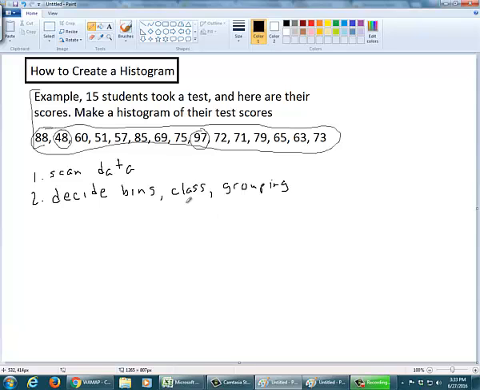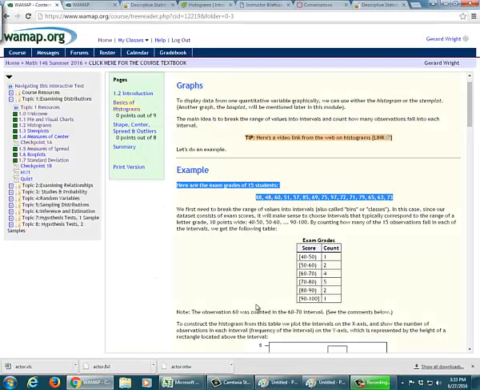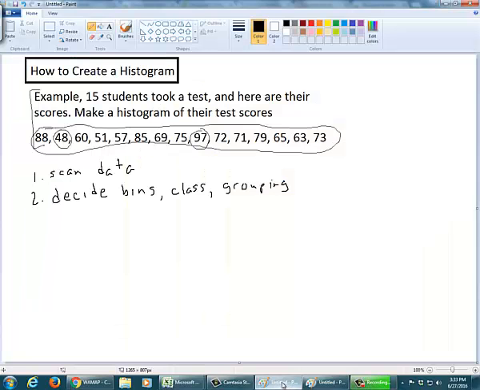So the scores range from 48 to 97. So let's group this by tens. So let's take all the scores from, let's check how they do it in the example. So that's the same. Okay, yeah. So they also group by 10, starting at 40. So I'm going to group together everything from 40 to 49.99. All right, that's my first bin.